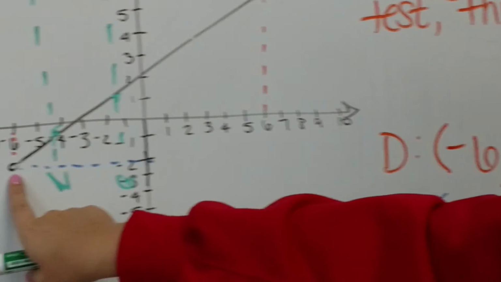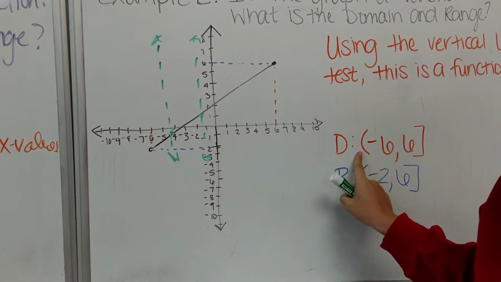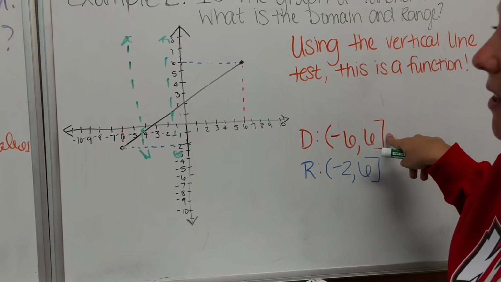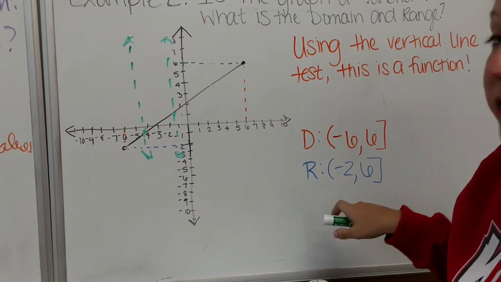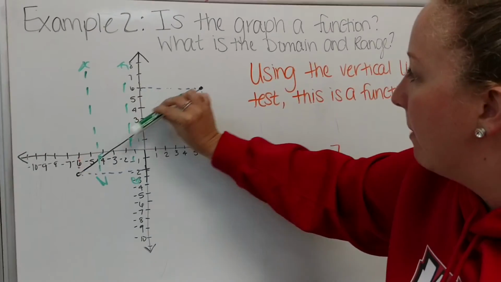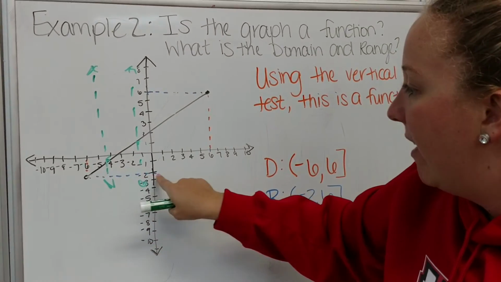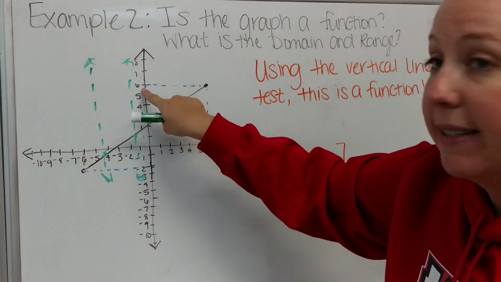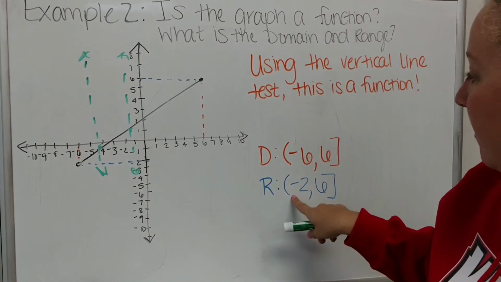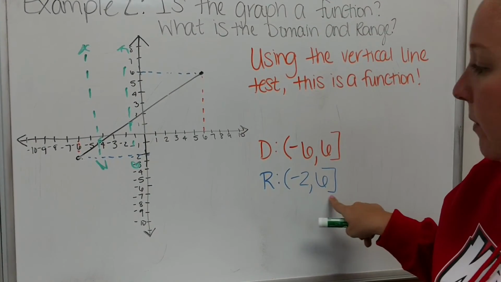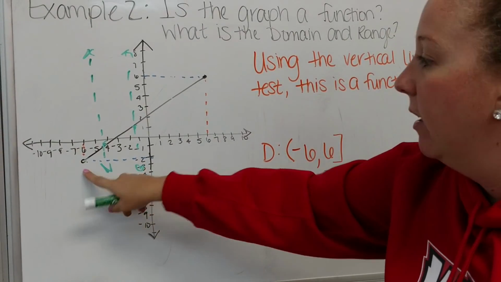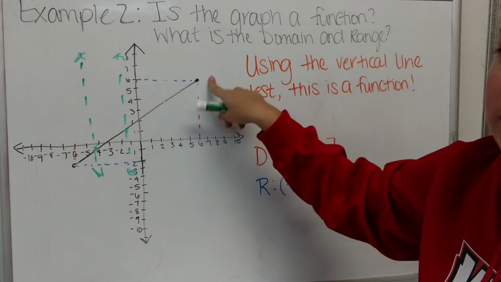This is an open circle, so you need a parenthesis, and this is a closed circle, so you need a bracket, just like when we graphed on the number line. Your range is your set of y values, so following my graph along again, my y values start at -2, and they go all the way up to 6 on the y-axis. So your range is from -2 to 6. -2 needs that parenthesis because of the open circle, and 6 needs the bracket because of the closed circle.